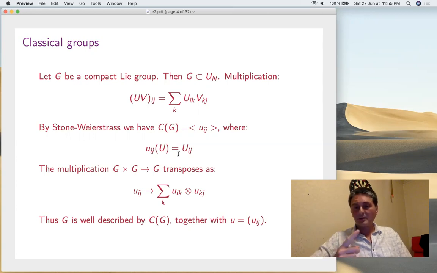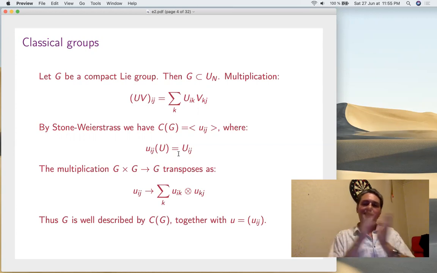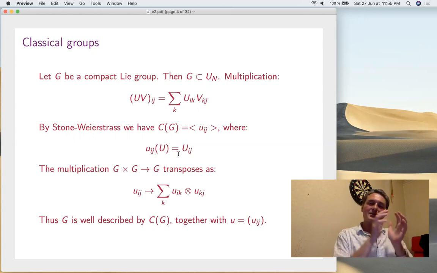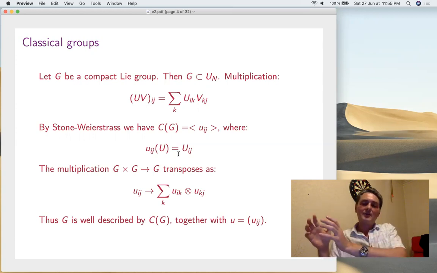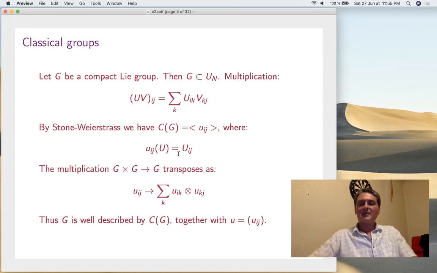So now let's try to understand how this multiplication works in this functional analysis setting. The point is that multiplication goes from G cross G to G. Now, if we look at the algebra of functions, we have an arrow from C(G) to C(G cross G), which means C(G) tensor C(G). Okay, so what we're trying to understand now is how this map maps U_ij. So U_ij should be sent into some kind of tensor. Well, and the tensor we get from the formula, the upper formula.